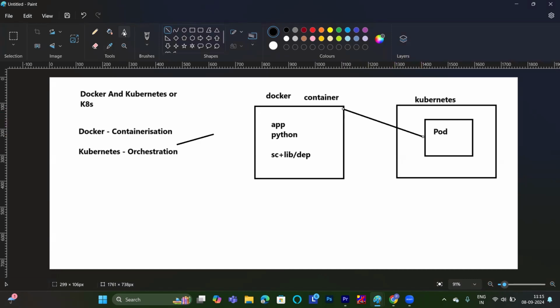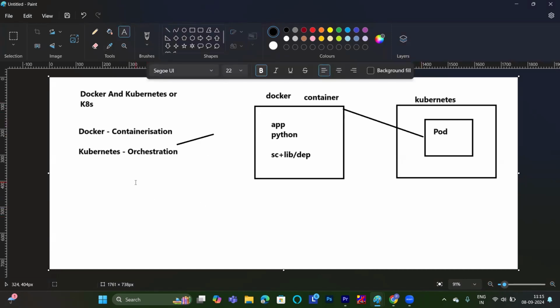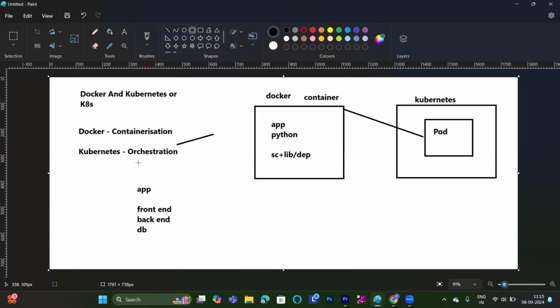Because the architecture changed from monolithic to microservices. What do I mean by monolithic architecture? A single packet of the complete application. The application is the combination of front end, back end and database. This is my complete application package, running on a server as a single packet.